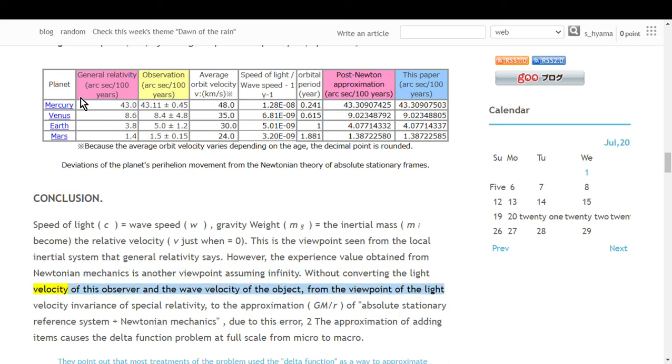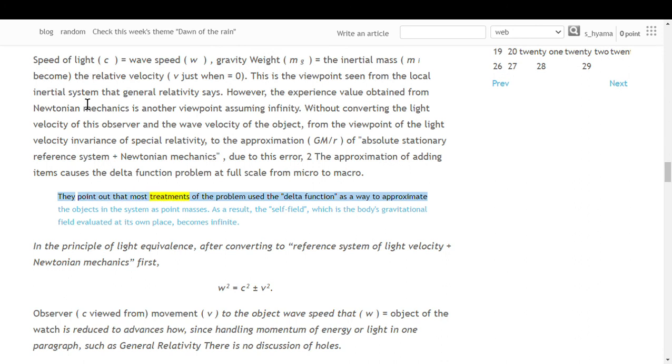Without converting the light velocity of this observer and the wave velocity of the object, from the viewpoint of the light velocity invariance of special relativity, to the approximation GM/r of the absolute stationary reference system and Newtonian mechanics, due to this error, the approximation of adding items causes the delta function problem at full scale from micro to macro. They point out that most treatments of the problem use the delta function as a way to approximate the objects in the system as point masses. As a result, the self-field, which is the body's gravitational field evaluated at its own place, becomes infinite.